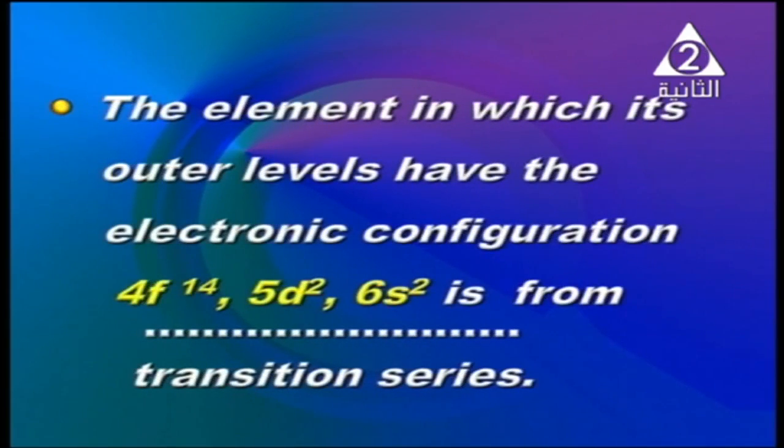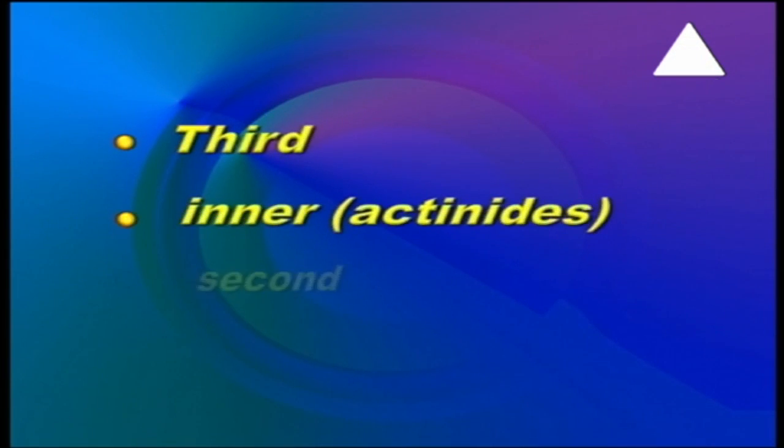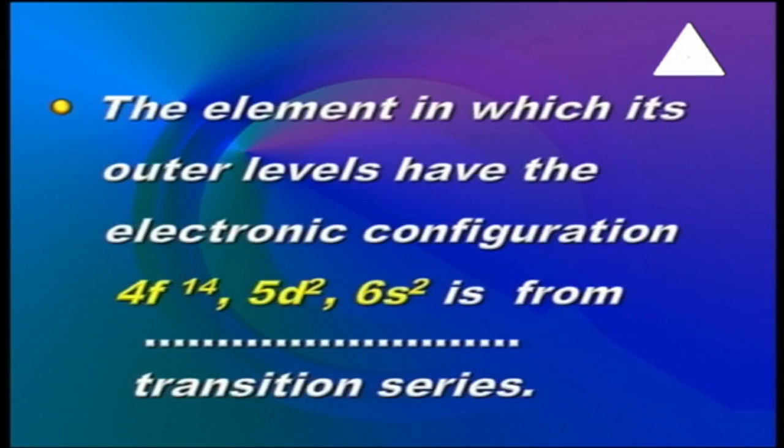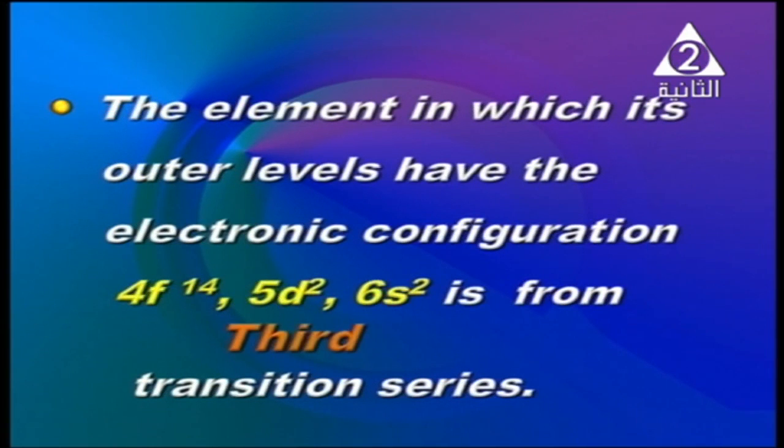Next point, the element in which the outer levels have the electronic configuration 4f14, 5d2, 6s2 is from what type of transition series? Is it third, inner actinides, second, or inner lanthanide? If you think about it, my dear student, you will find it is from the main transition elements, and it will be from the third transition series, as it is filling the d sublevel.